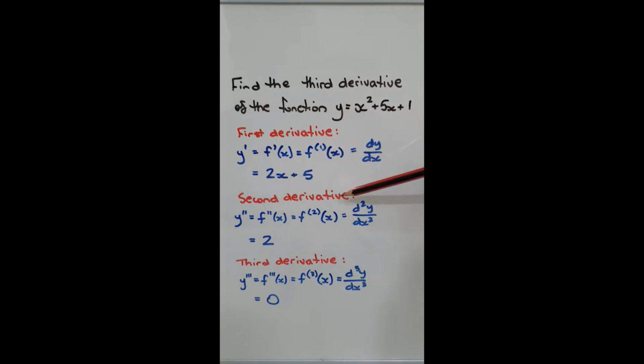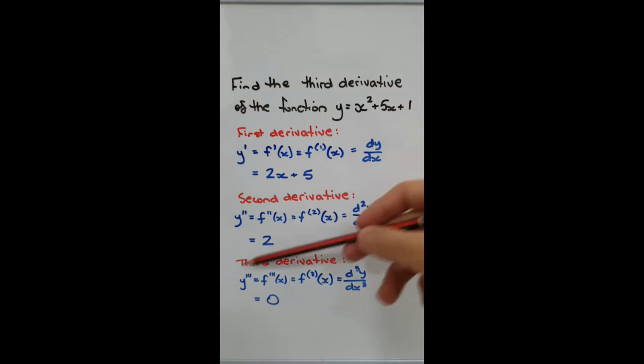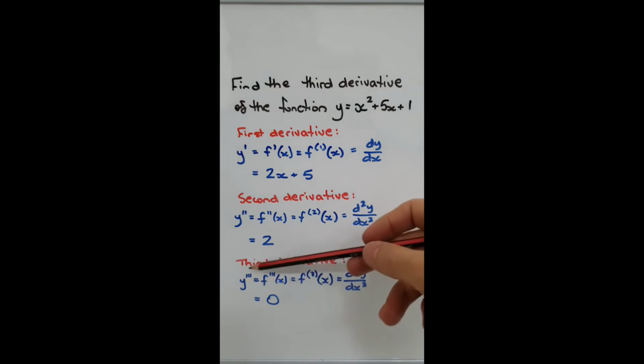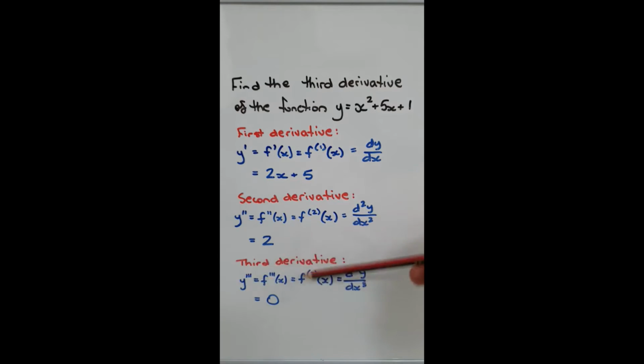The second derivative is denoted by y double dash, or f double dash of x, or f superscript (2) of x, or d squared y over dx squared. And that's found by taking the derivative of the first derivative, and that's 2. And the third derivative is denoted likewise, as you can see, so y triple dash, or f triple dash of x, f superscript (3) of x, or d cubed y over dx cubed. And that's found by taking the derivative of the second derivative, and that's a constant, so that's 0.